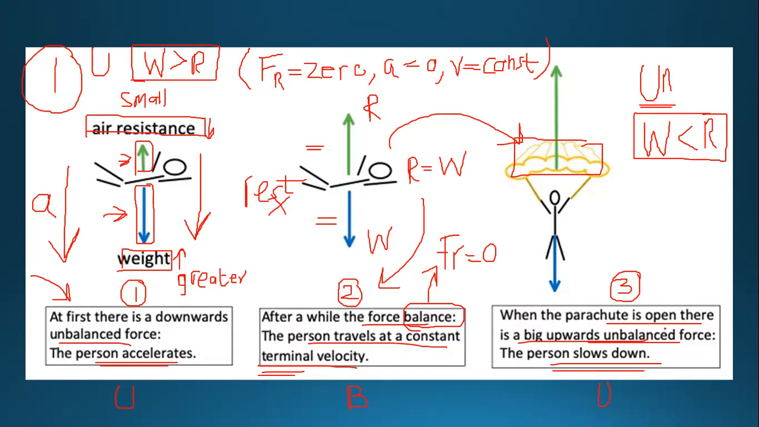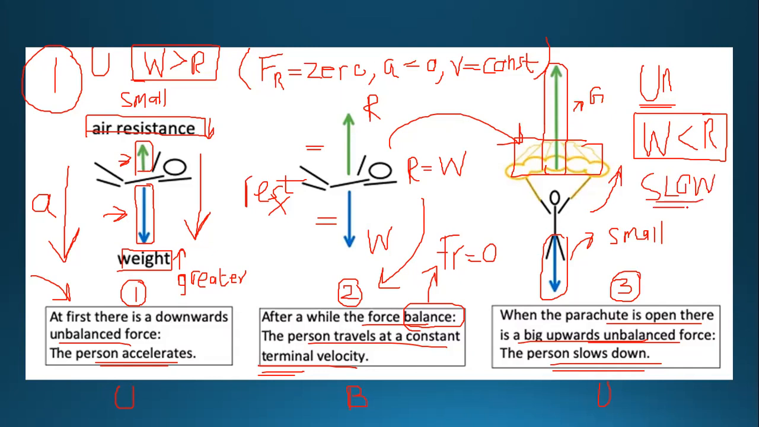So when the parachute is open, there is a big upwards unbalanced force and the person slows down. क्योंकि आपको जो magnitude of air resistance है, that is much larger than the weight. अब आपका weight जो है, weight is smaller. The force of weight is smaller, whereas this is going to be greater. So overall resultant force कहाँ लगेगा? Upwards, and the object would slow down. That is why while opening a parachute, the person slows down and then falls at a lower speed.